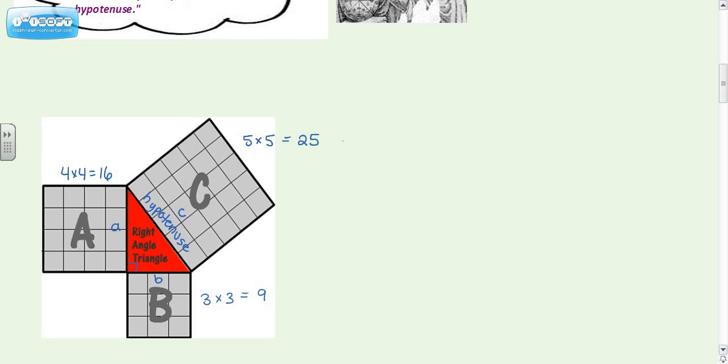So according to Pythagoras, if I take the sum of the two squares, so side length A squared, which is 4 squared, which is 16, and I add that to my side length B squared, which was 3 squared, which is 9, I should get my C squared, my hypotenuse, which gives me 5 squared, which should be 25. And looking at the side lengths, 16 plus 9 does give me my 25.